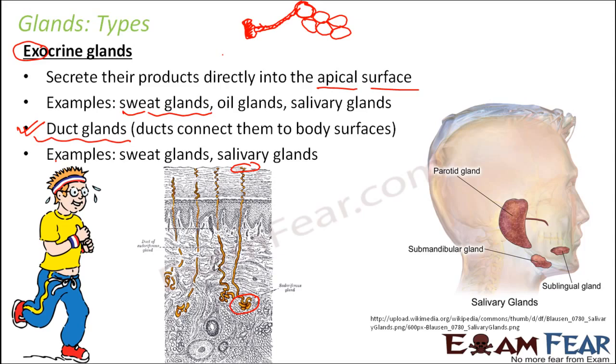Similarly, if you look at the salivary glands, none of us, I'm sure, can feel the presence of the salivary glands from outside. They are located deep inside, but the saliva can always be felt inside the mouth. So here also, you can see the three types of salivary glands: parotid, submandibular, and sublingual. You can actually see the presence of the duct, and with this duct only the secretion is poured onto the surface.